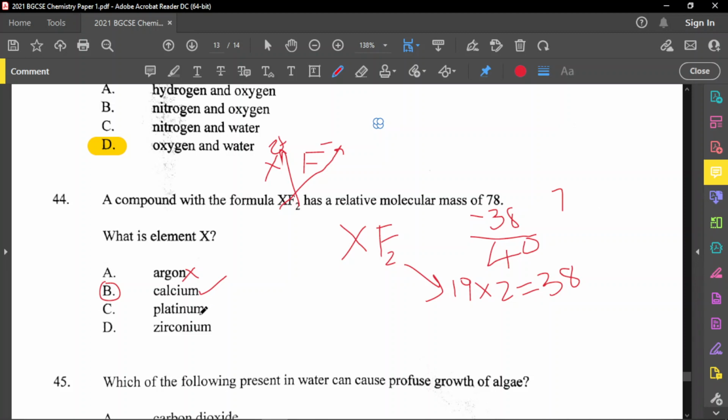The mass number for platinum, from the periodic table, is going to be 195, right? So that's definitely out of the league. Zirconium, the mass number for that is 91, so that's out of the league again. Its atomic number is 40 for sure. All right, so zirconium's atomic number is 40, but the mass number is not 40, right? So yeah, B is the answer.